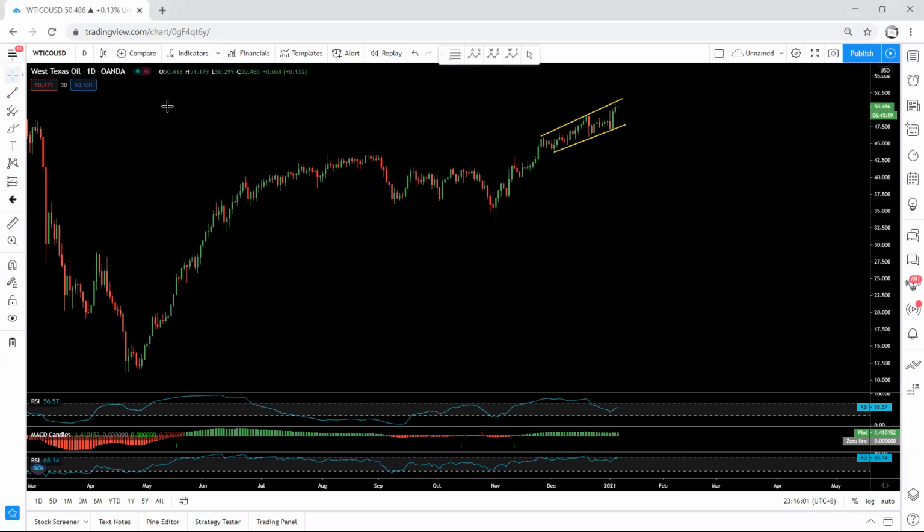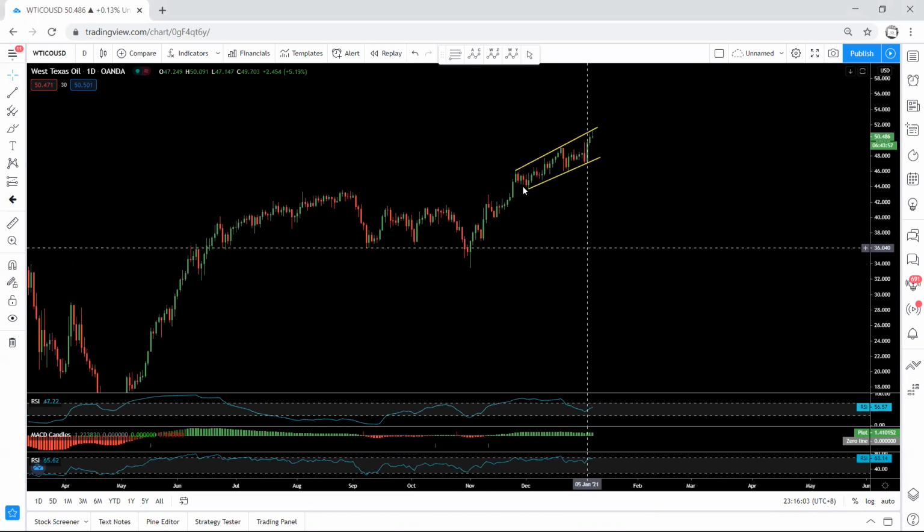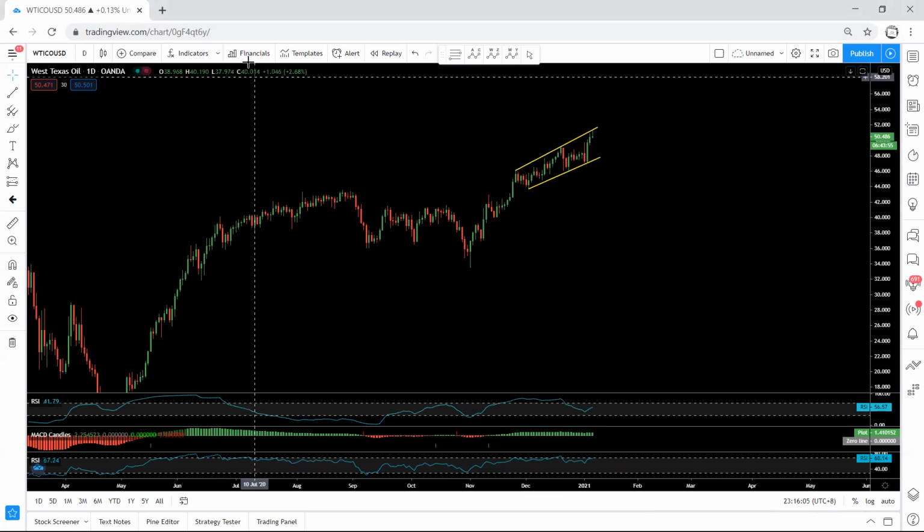Well, now we are on the daily chart. As we can see, based on the daily chart, we are still within this move. There are not many changes. Now we move to the four-hour chart.